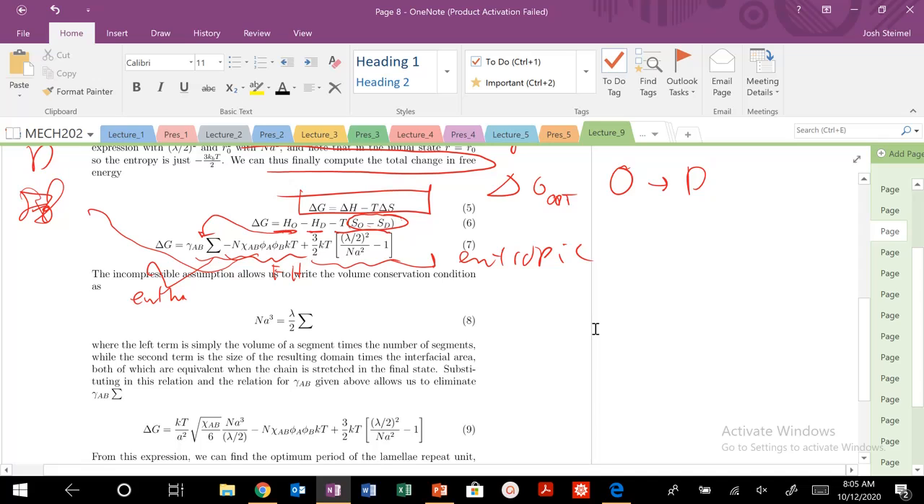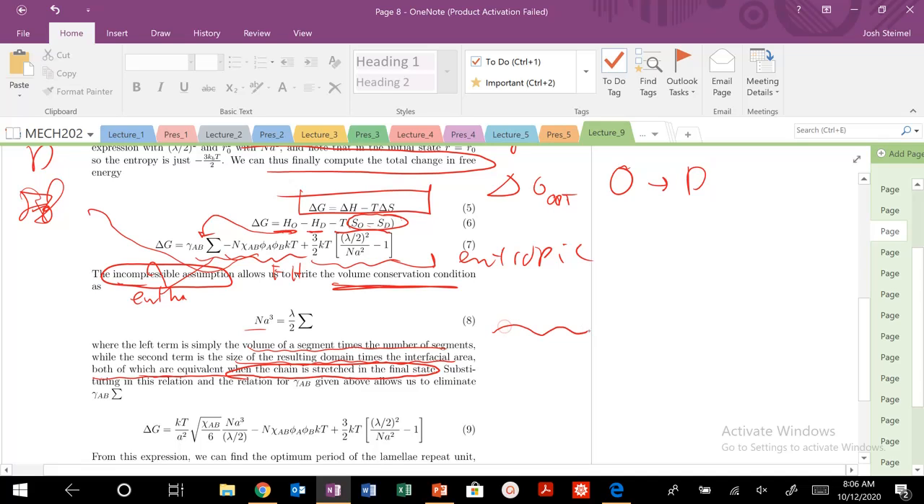Now we can make this incompressibility assumption, so there's a volume conservation condition. This is true once both of these are equivalent. The first is the volume of the segment times the number of segments. The second term is just the size of the domain times the interfacial area. These are equal when the chain is stretched to the final state. So once we reach this amount of stretching, this lambda over 2, we can set these volumes equal to one another.